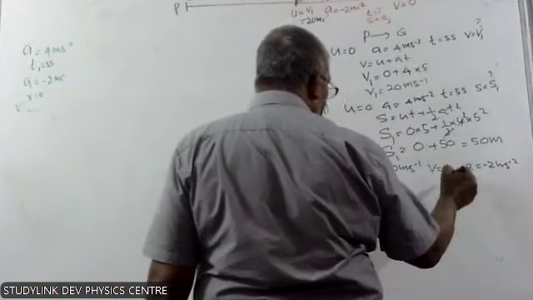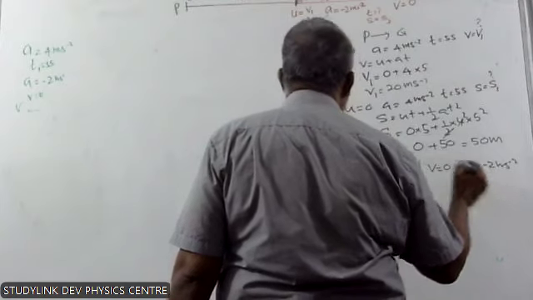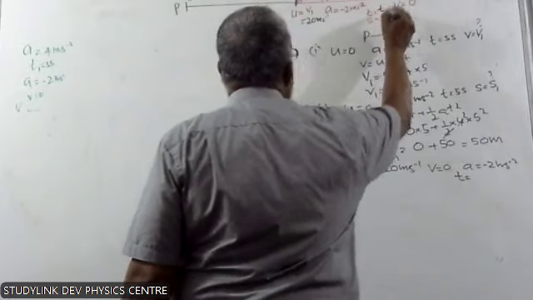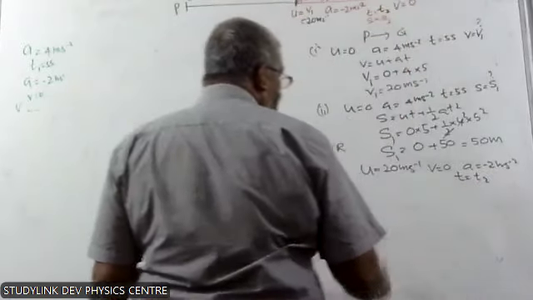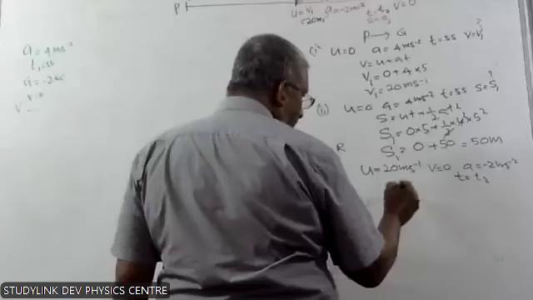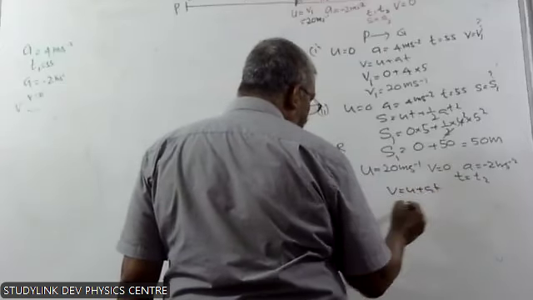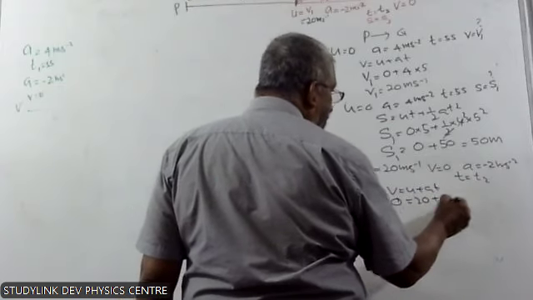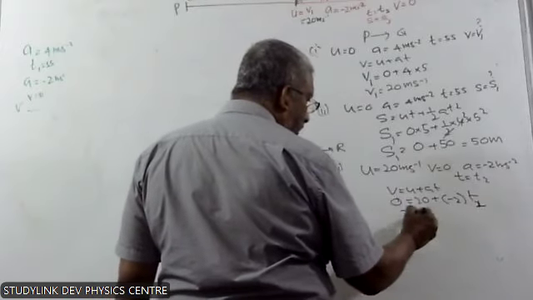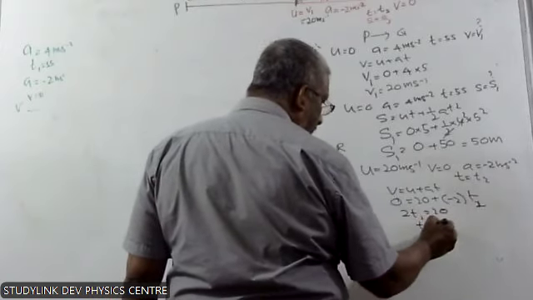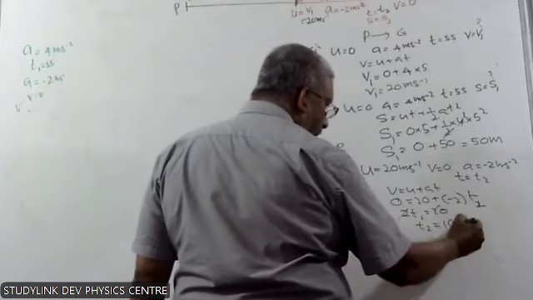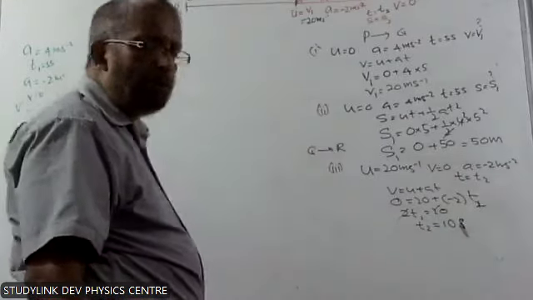Then if you want to find T, you can consider T1 and T2. So this is T2, we'll say. Then V equals U plus AT. 0 is equal to 20 plus minus 2 into T2. Then 2T2 is equal to 20. T2 is equal to 10 seconds. That is T2.